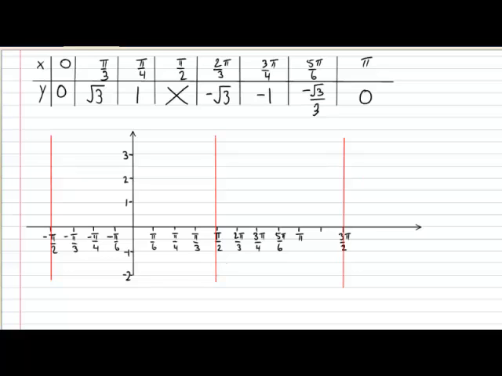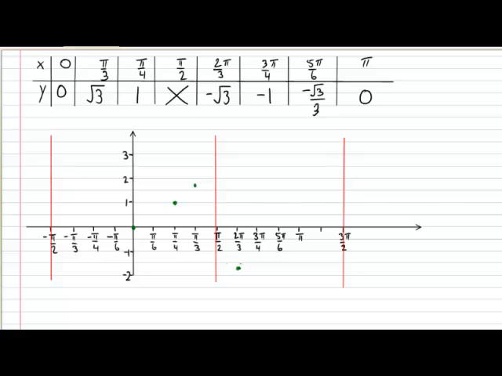Next, let's start getting down some of our coordinates. Starting at x equals 0, we have y equals 0. When x equals pi over 3, the y value is root 3, which is approximately 1.7. So right about there. Next, when x is pi over 4, the y value is 1. Next, when x is 2 pi over 3, the y value is negative root 3, which is approximately negative 1.7. So that'll put it right about there.